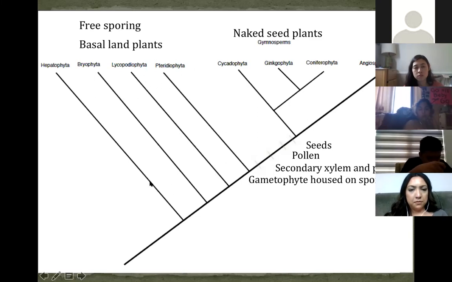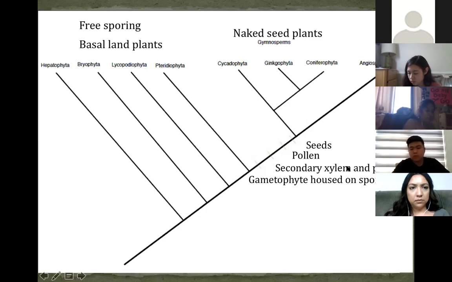In between the evolution of the basal land plants and the seed plants, you have 4 characteristics that evolved that allowed gymnosperms and angiosperms to really outcompete and succeed over these basal land plants. And those 4 characteristics are seeds and pollen. Seeds and pollen evolved at around the same time. They kind of go hand in hand with each other. And then you also have the evolution of secondary xylem and phloem.